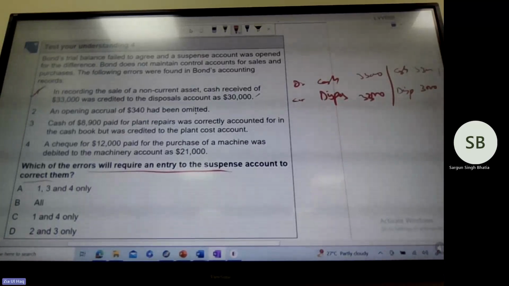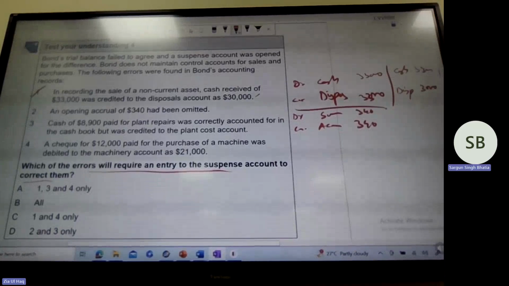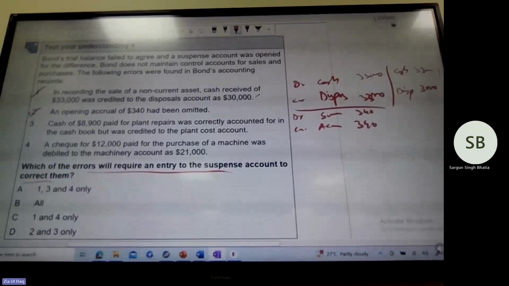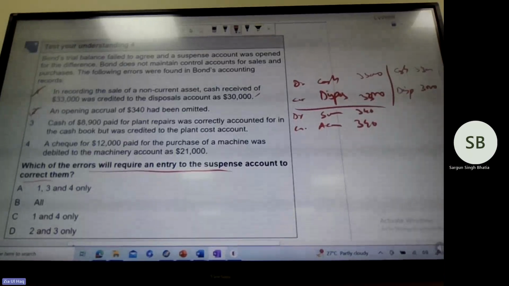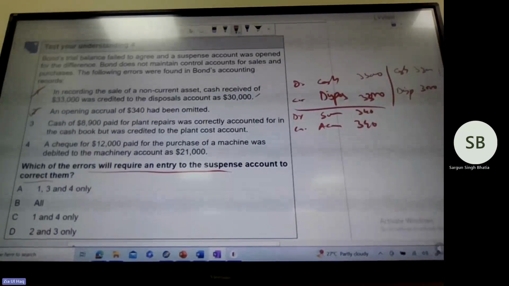If the opening accrual is omitted, this means we need to record accruals on the credit side, 340. So what will be on the debit side? The suspense account. In this, suspense is involved. So if suspense is involved in 1 and 2, is option A correct or wrong? We need to identify where suspense is involved.